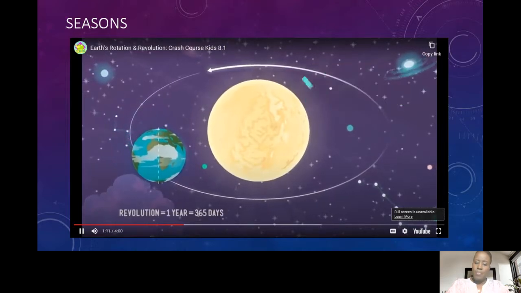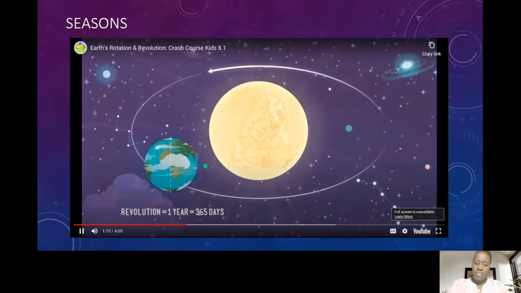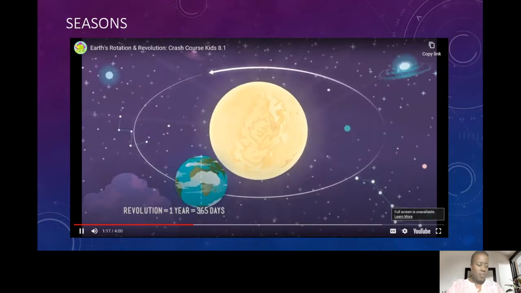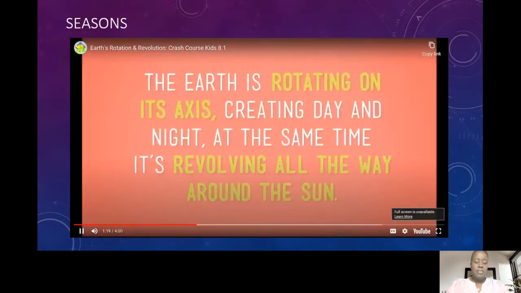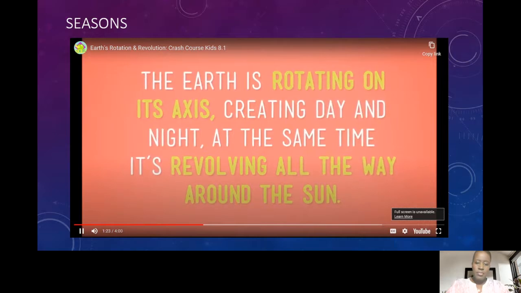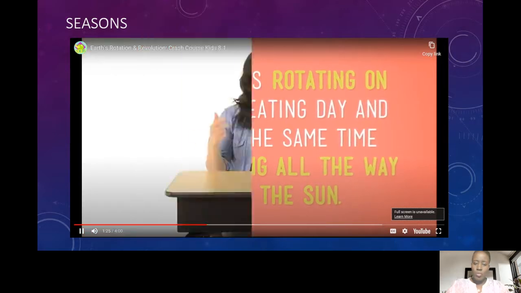One full orbit all the way around the sun is one revolution, and the Earth takes 365 days, or 1 year, to complete a revolution. So have you got all of this so far? The Earth is rotating on its axis, creating day and night, and at the same time, it's revolving all the way around the sun. Now here's the thing.